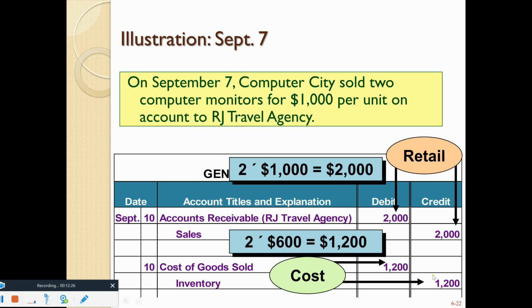So what is the gross profit on this sale? I think you had enough time to figure it out. It's $800. Very good. Sales minus the cost of goods sold is your gross profit.